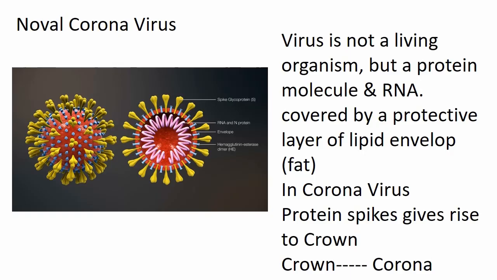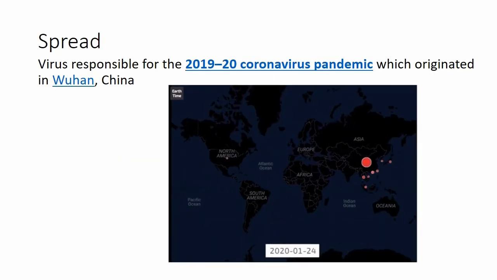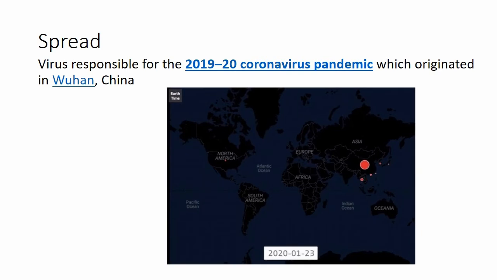Novel coronavirus is not a living organism. It contains a protein molecule and an RNA strand. This is covered by a layer of fat envelopes. Protein spikes of the virus give it a shape of crown, and that is how this virus got its name, corona, because corona means crown. As we all know, the coronavirus was first found in Wuhan city, China.